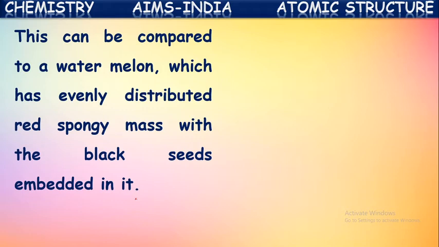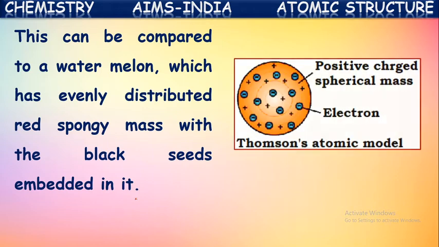This can be compared to a watermelon. Yes, Thomson's atomic model can be compared with a watermelon, which has an evenly distributed red spongy mass with black seeds embedded in it, isn't it? When you cut a watermelon in half, what do we see? Red pulp spread over the watermelon. In this red pulp, black seeds are embedded, isn't it? In the same way, he compared the atomic structure with this watermelon.